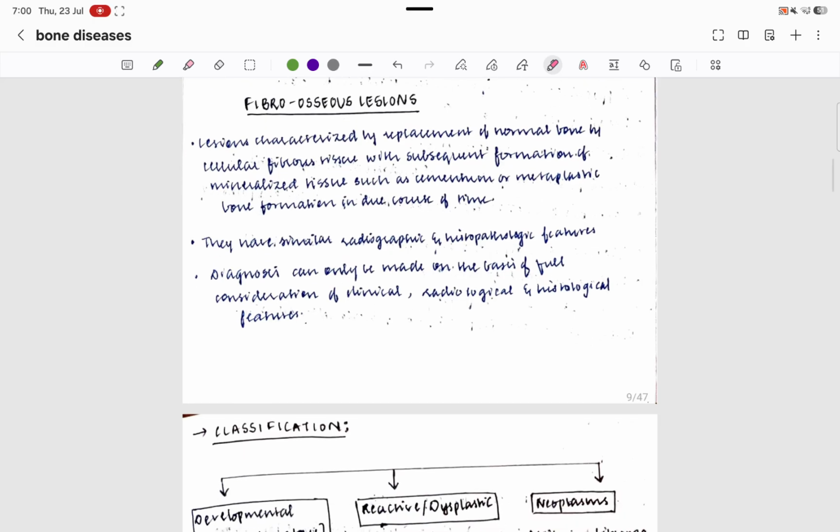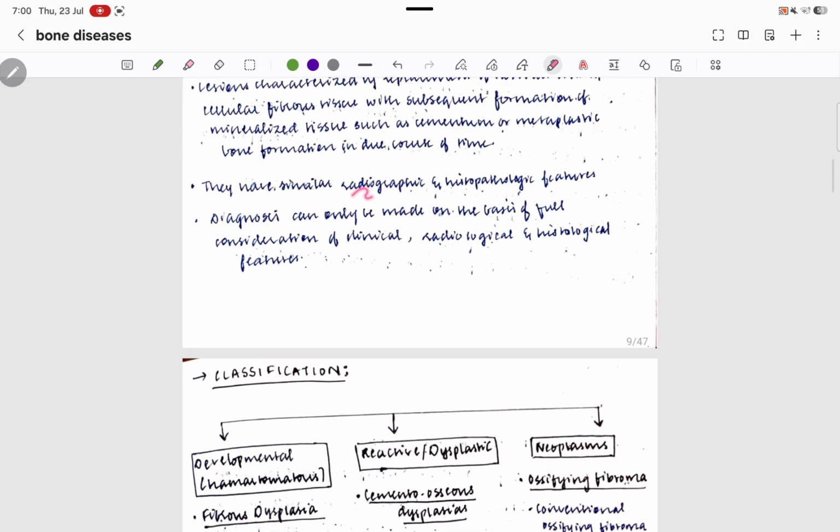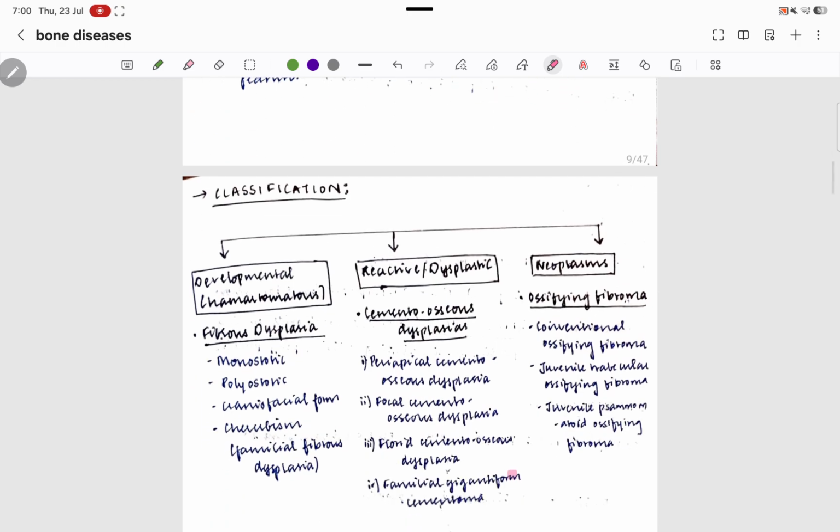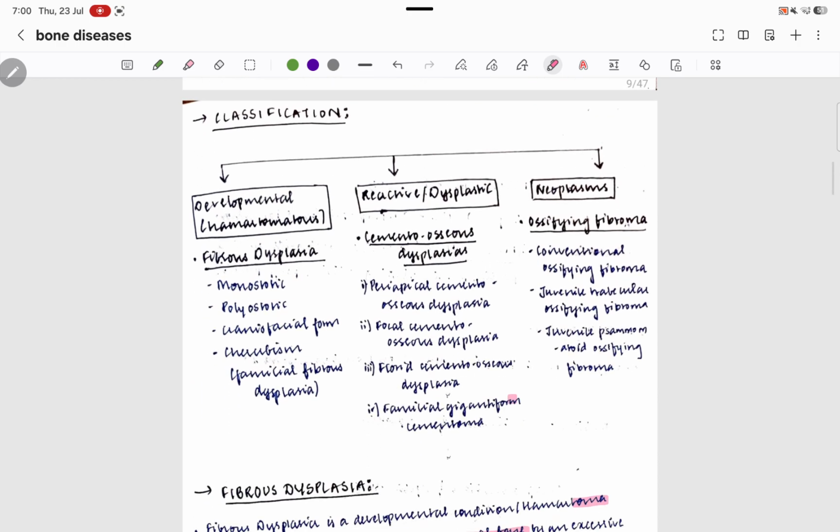Now coming to the subsequent formation of mineralized tissue such as cementum or metaplastic bone formation. They have similar radiographic and histopathologic features, and diagnosis can only be made on the basis of a full consideration of all the clinical, radiographic and histopathologic features. Now coming to the classification.